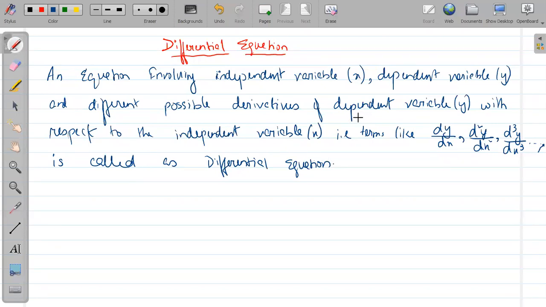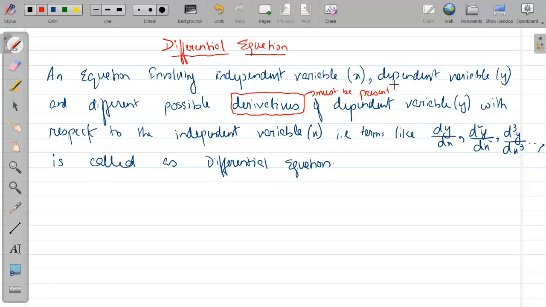So the most important thing is what? Dependent variable and independent variable are optional quantities. They may be present or may not be present. But what must be there? Derivatives must be present. Without this derivative, we cannot consider any equation as a differential equation.